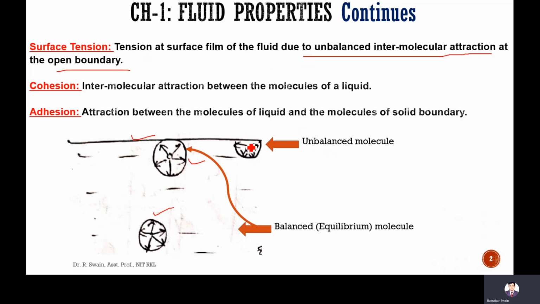But this molecule is at the surface. Here there is no molecule in the upper half, so it is attracted only by the neighboring molecules in the lower half. So there is a tension here, which is called surface tension because it is occurring at the surface. This is due to cohesion. This intermolecular attraction between the molecules of a liquid is called cohesion. In addition, we know there is attraction between the molecules of liquid and the molecules of a solid boundary.